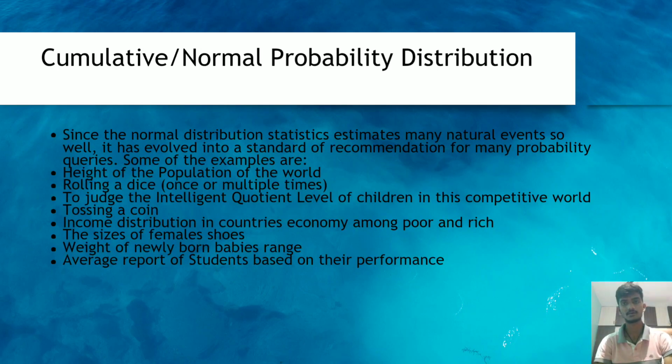Some examples of normal or cumulative probability distributions are the height of the population of the world, rolling a die once or multiple times, judging the intelligence quotient level of children in the competitive world, tossing a coin, income distribution in a country's economy among poor or rich, the size of female shoes, the weight range of newly born babies, etc.